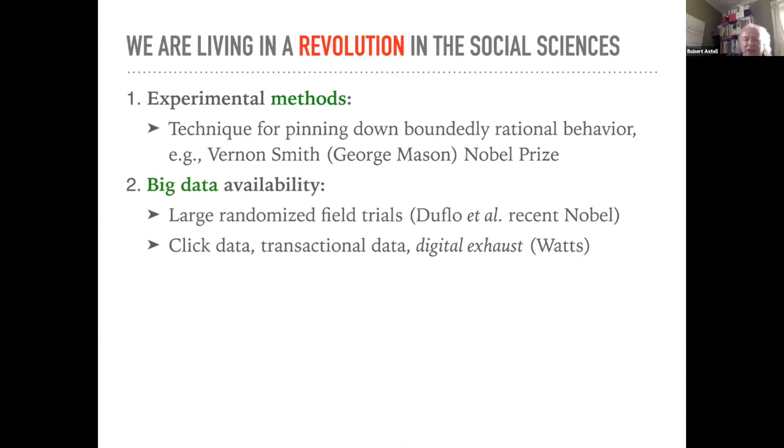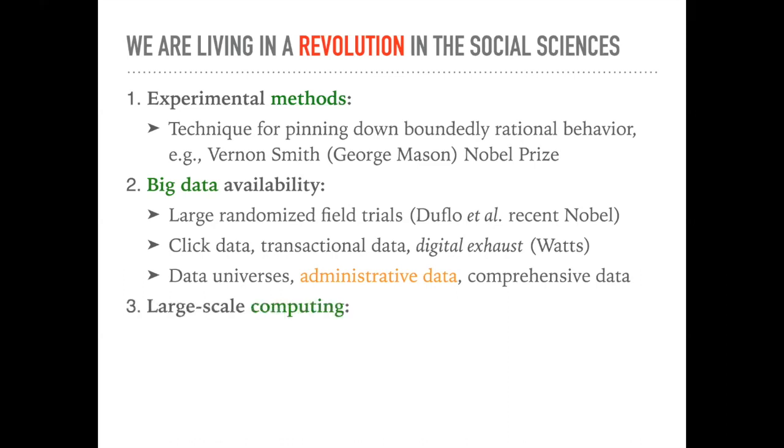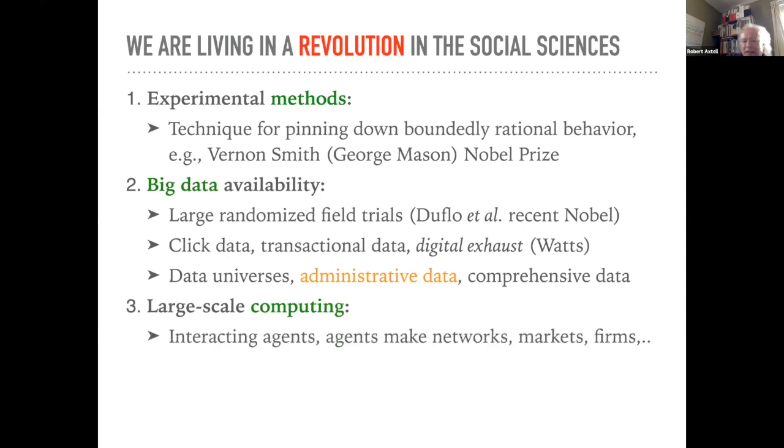My colleague from Santa Fe, Duncan Watts, has called the kinds of data that Google and Facebook get on all of us digital exhaust, kind of transactional data from how we click through our web streams. And then what I'll talk about today primarily are administrative data. That is data that are in a sense somehow comprehensive of the population that's being investigated. And then combining this big data, which we need a machine to handle, is large-scale computing. So today I'm going to be focusing on agents, and I think that's the thrust of today's session, but also networks, and then things like institutions, markets, firms, etc.